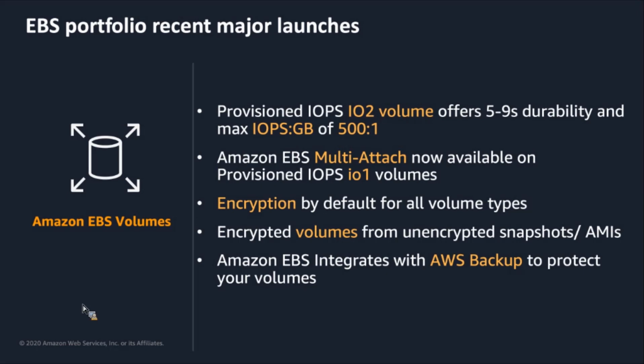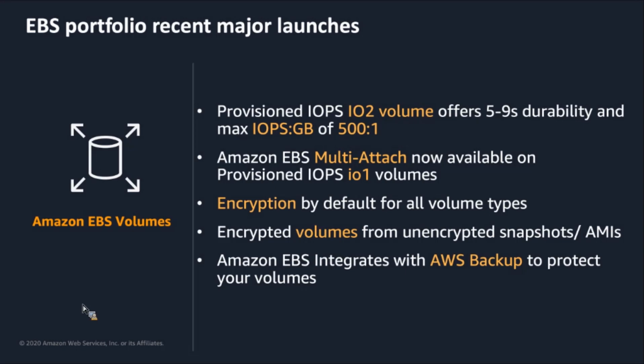So EBS portfolio recent changes on volume types. As I mentioned before, we launched provisioned IOPS or IO2 volume. What is IO2 volume and how does it differ from the previous IO1 volume type? There are two enhancements with respect to IO1 volume. One is the IOPS density: you can now provision up to 500 IOPS per gigabyte of provisioned storage. And then the durability of the volume changed by 100x, from 3 nines to 5 nines.